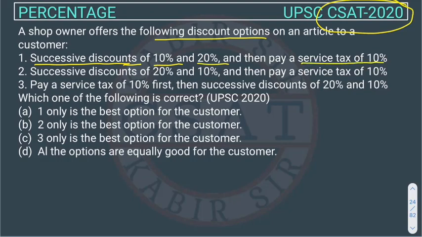So initially, what the shopkeeper is doing, he is giving 10% discount, and after that 20%, and later he is charging 10% service tax. And the second option is initially 20% discount, then 10% discount, and charging service tax 10%. Or the third option he is giving to a customer is, first he will take a service tax on the original price and then give the discount of 20% and 10%, right? So see, this is the difference.